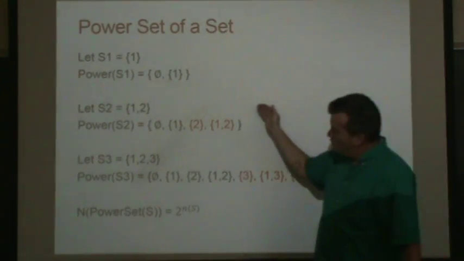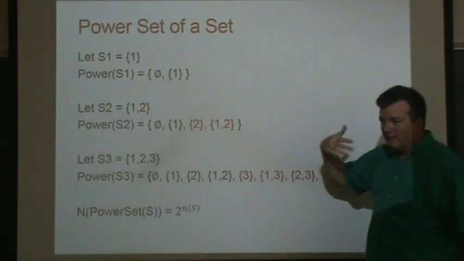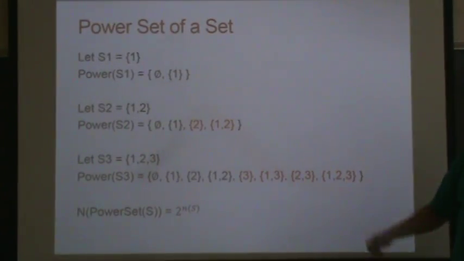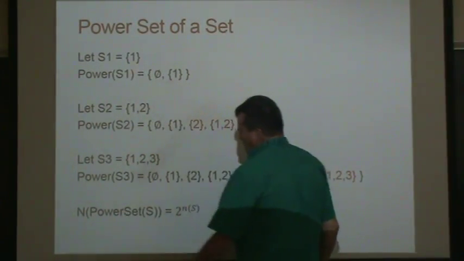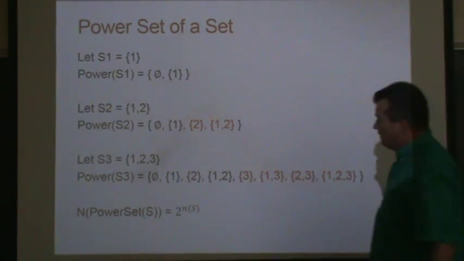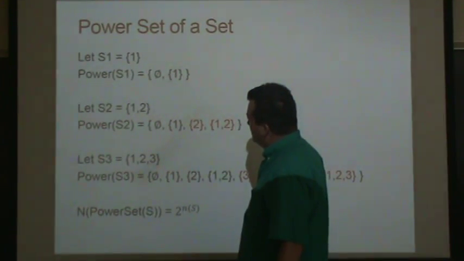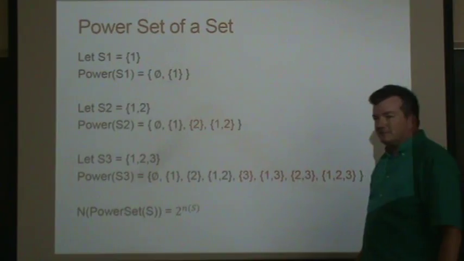So every time we add a new element to our original set, we double the number of elements in the power set. So the number of members in the power set would be 2 to the number of members in the set. So if you have 3 elements, you could make 8 possible subsets of that.